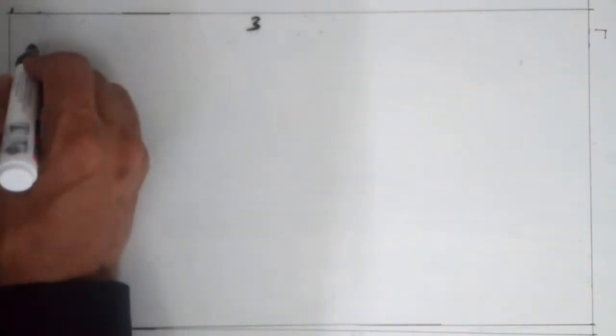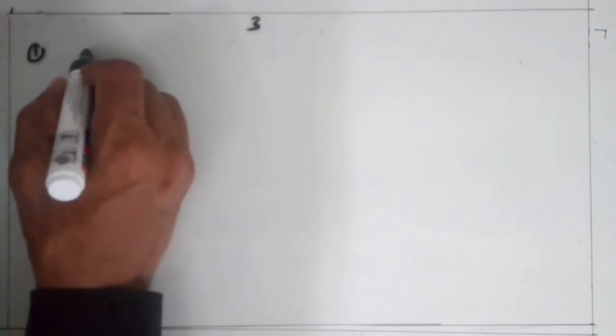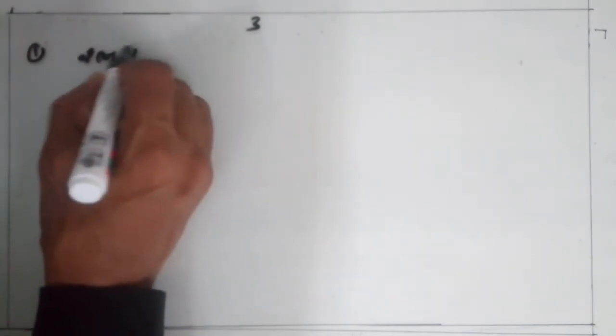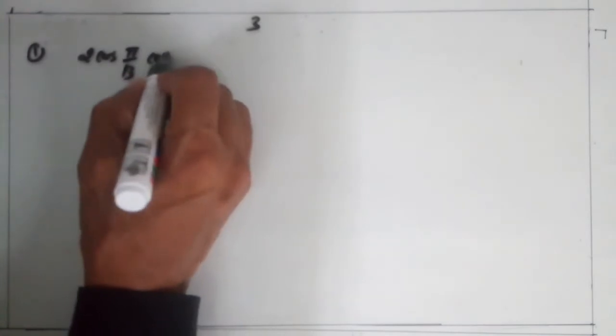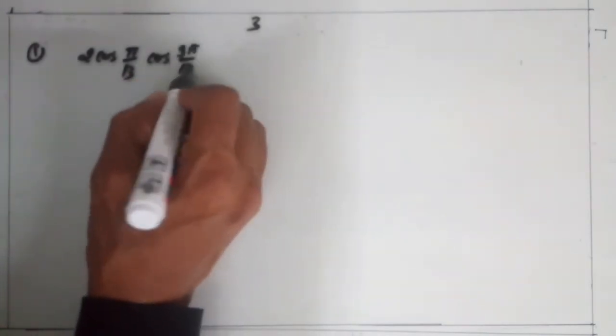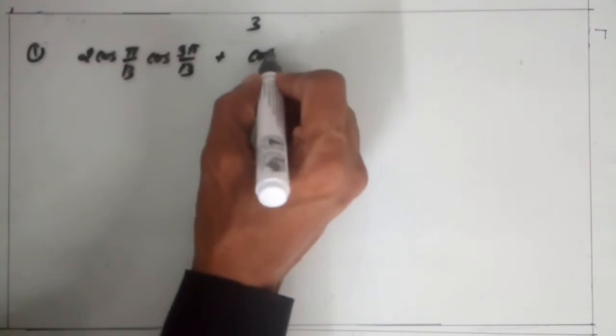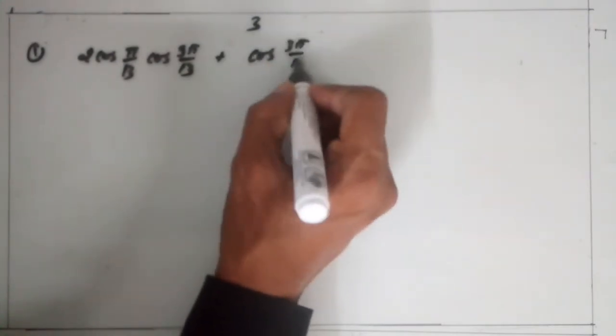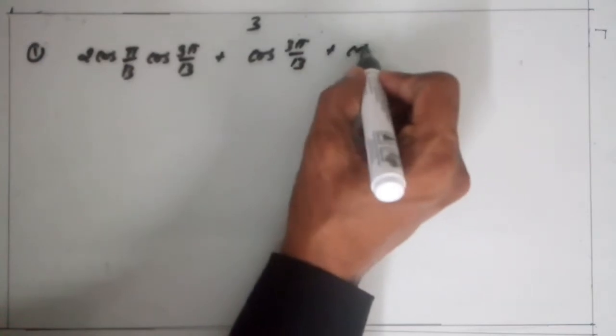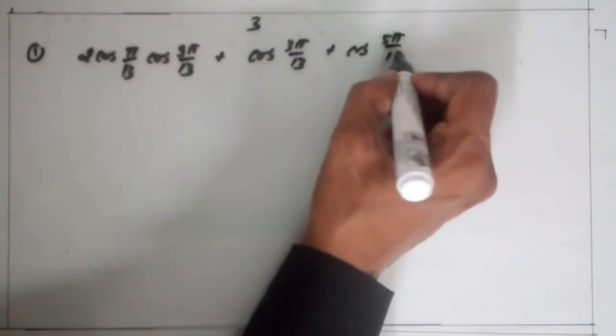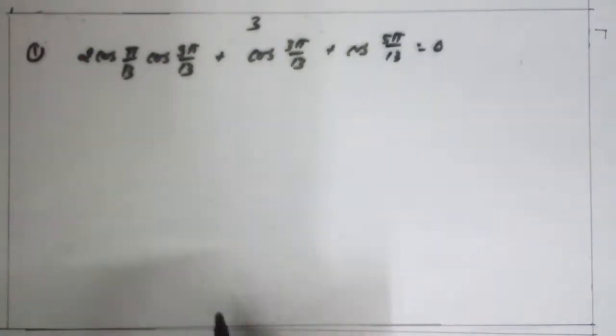Friends, in this lecture, we solve some questions of Miscellaneous Exercise, Chapter 3. Question number 1: prove that 2 cos(π/13) [cos(9π/13) + cos(3π/13) + cos(5π/13)] = 0. Think about how to prove this.